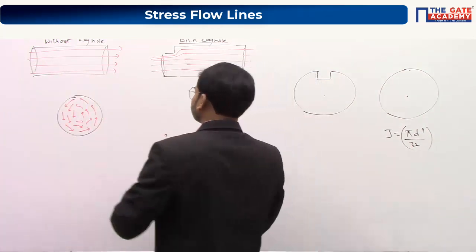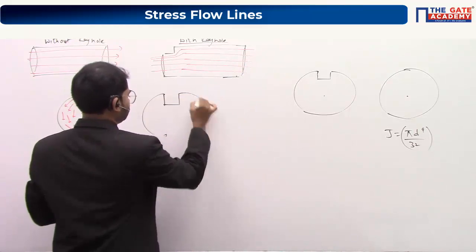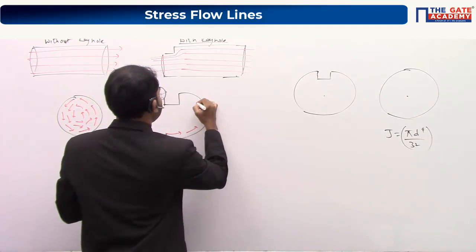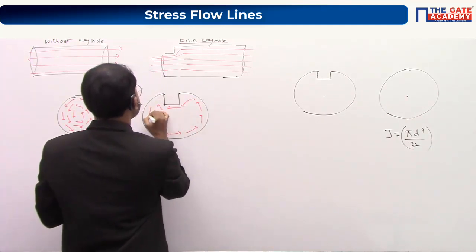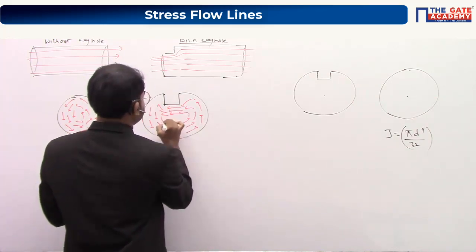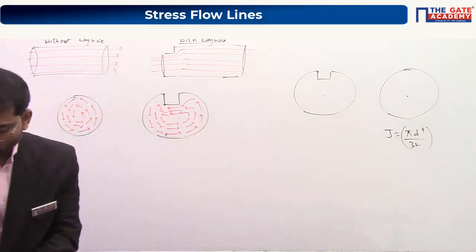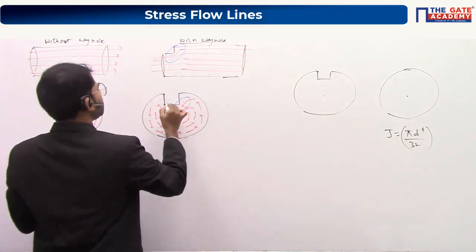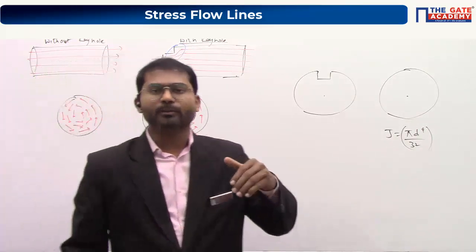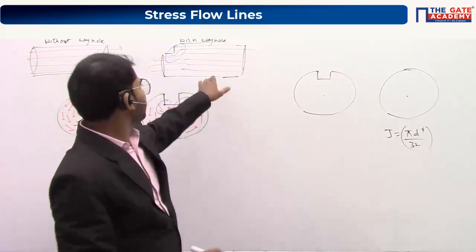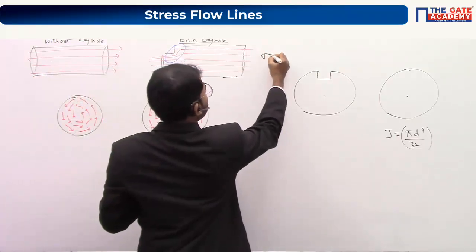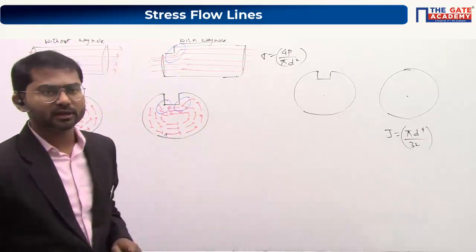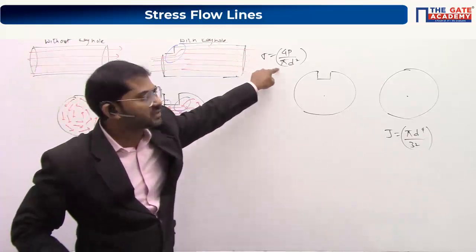Due to the introduction of the keyhole, these stress flow lines come near to each other in the vicinity of this particular keyhole. In this region, stress is going beyond the value here. For example, in this simple tension case, stress is given by 4P by pi d square, the simple nominal stress, which is supposed to be here. In this location, stress will be higher than this value.